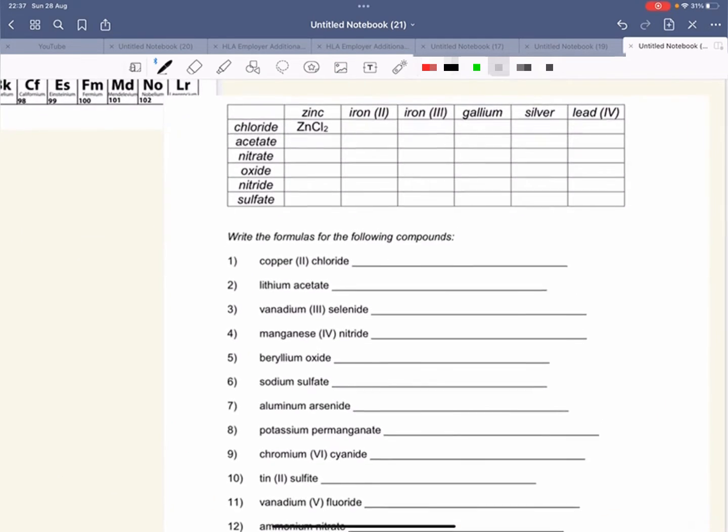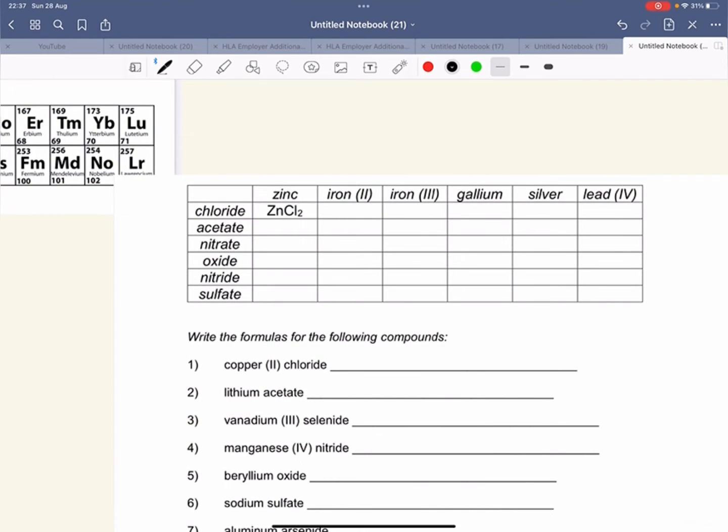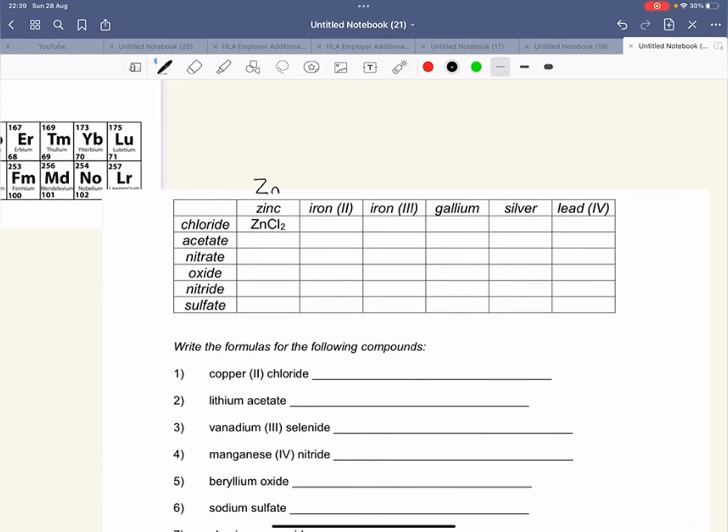So here is a worksheet, and it's just a table up here showing us chloride and iron, and it's going to be zinc chloride, iron 3 chloride, gallium chloride. So we're just going to go through that, and if we can even just get the elements up here. So zinc is Zn, iron is Fe, iron here again is Fe, gallium we are actually going to leave out today, silver is Ag, and lead is Pb.